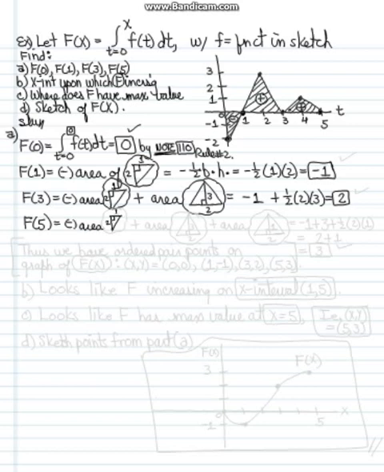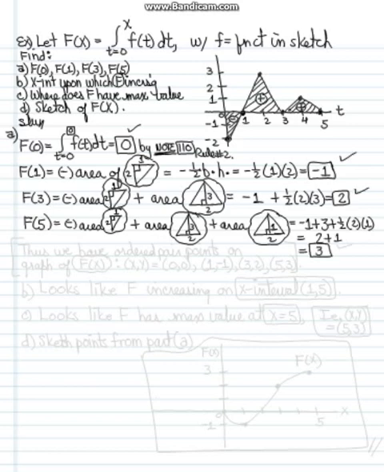F of 5, well, go back and take the negative area of the low triangle plus the area of the larger upper triangle, and now add the area of the last triangle, which has a base that's 2 units long and a height that's 1 unit high. So that's the -1 for the first part, plus 3 from the second part, and now the area 1/2 base times height, which simplifies to 1. 2 plus 1, it's equal to 3. So F of 5 is equal to 3.